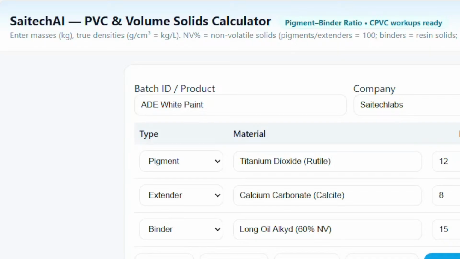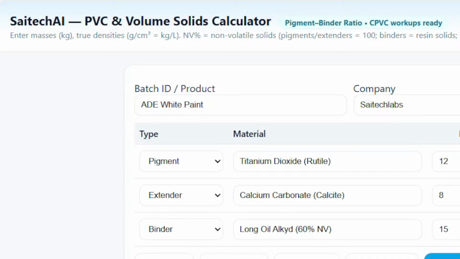Now, my point of view is to target the PVC. So I'm very keen on PVC and the pigment binder ratio. The pigment binder ratio, in this case, is pigment volume divided by binder solids volume. That's all. So for everything, you need the volume solids. So we are calculating that aspect.